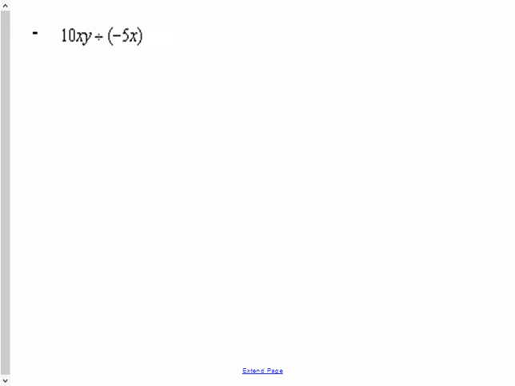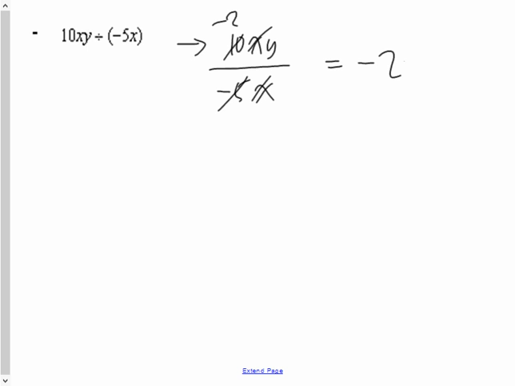In the next one, we have this question. Now, this is the same thing. Sometimes it's easier to look at it in a more common way that we see it. This is really the same thing. So this is going to be a negative 2. X over x cancels each other out. I'm left with y. So your solution is negative 2y.